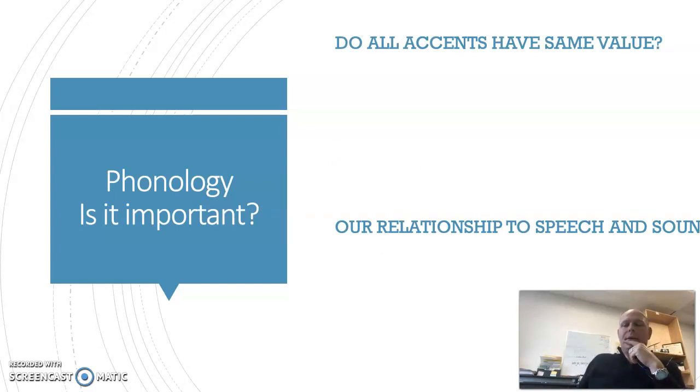So we don't want to think about phonology in some kind of vacuum, right? Phonology exists in a sociolinguistic space, right? So there are influences. Think about anyone, maybe yourself, or someone in your family, or a neighbor, or a good friend that has a particular accent. And I want you to think about that range of accents, and then think about whether they all have the same value in our society.